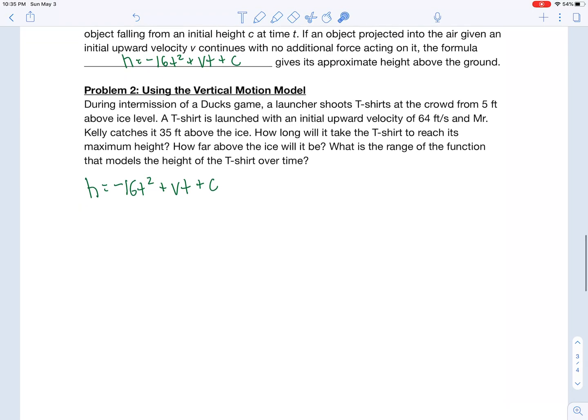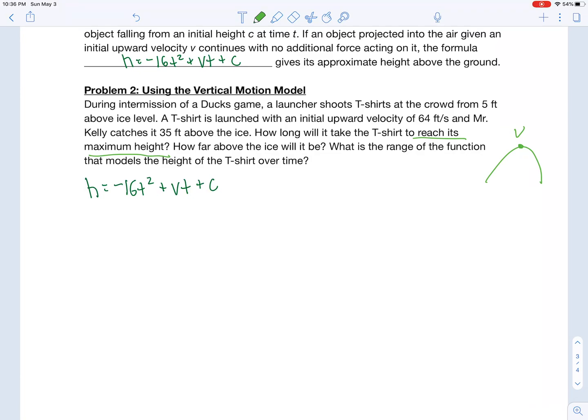So let's say I'm at a Ducks game, intermission, t-shirt launcher shooting into the crowd, starting off shooting from 5 feet above ice level. We want to figure out, if I shoot a t-shirt at 64 feet per second and I'm there to catch it 35 feet above the ice, a few different questions to answer. So the first one is, how long will it take to reach its maximum height? And maximum height, in terms of the path of an object, if I throw it into the air, is really just another name for where the vertex ends up.